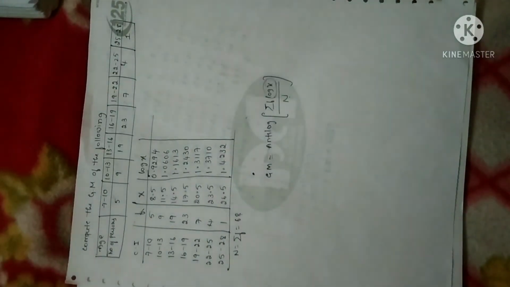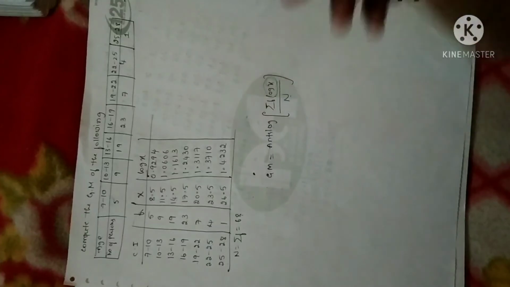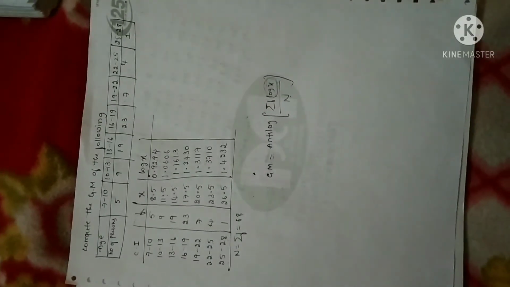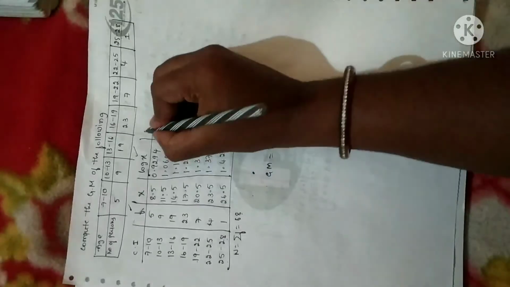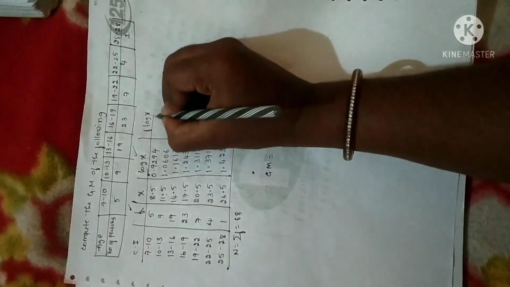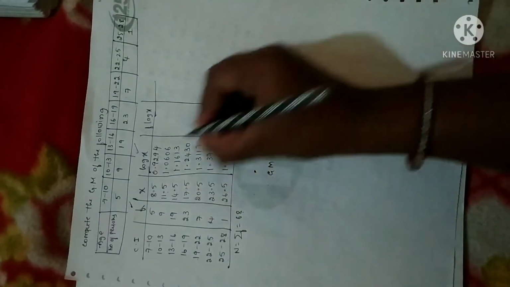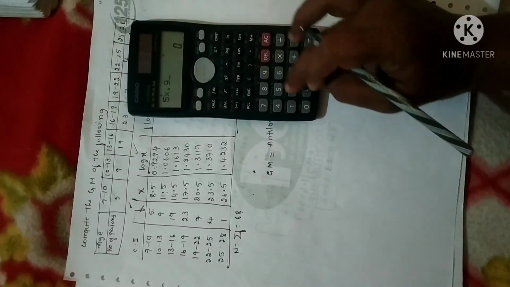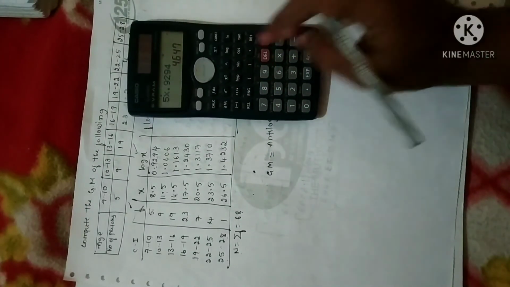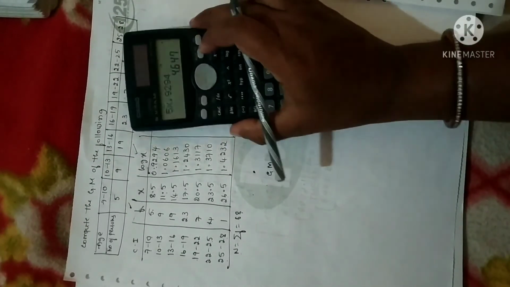Next, what else is required is I have to calculate f into log x. I have obtained log x value and f value, so I have to multiply the f column with the log x column. Let me multiply those two values. So f into log x. Multiply 5 into this value. So what do I have here? 5 into log x, which is 0.9294, will give us 4.647.